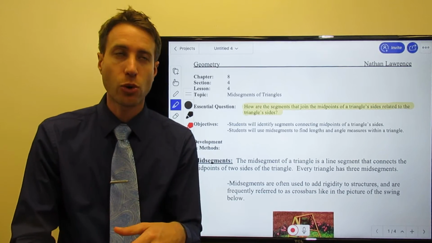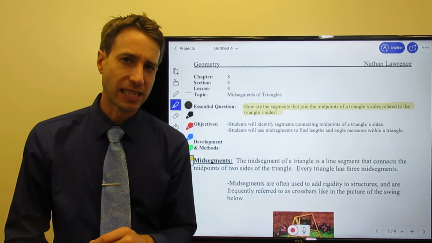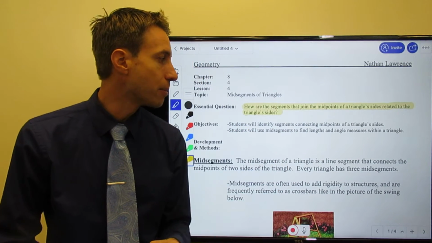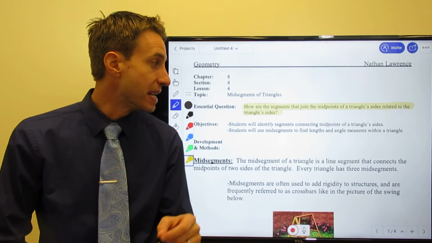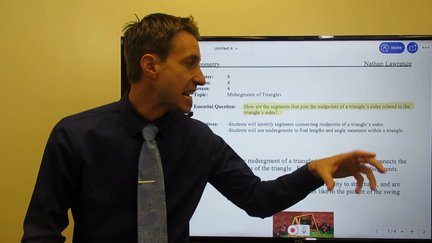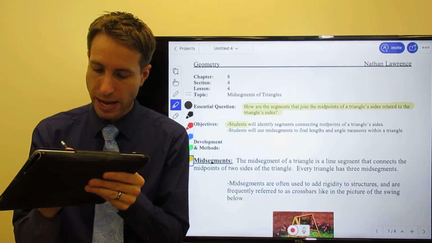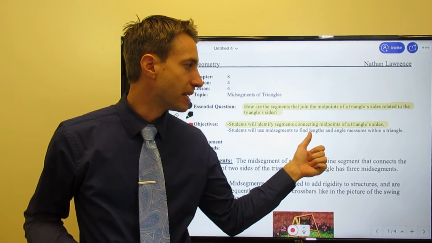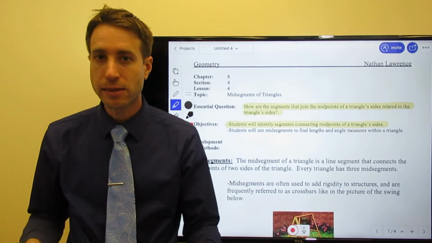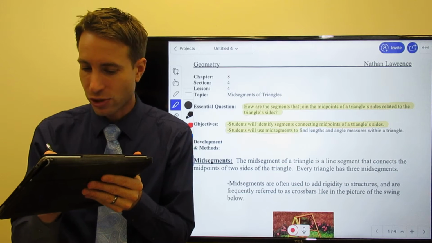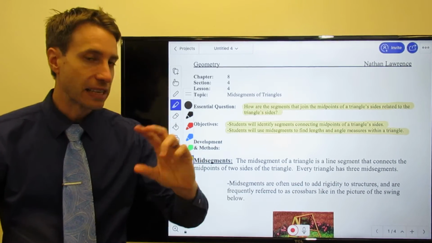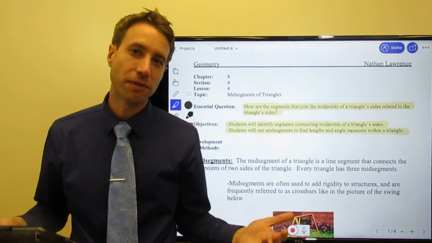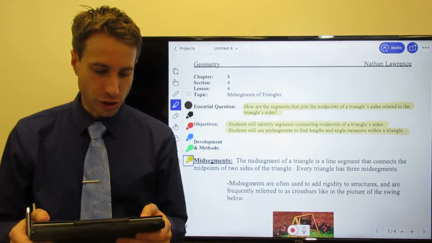Now, in order to answer that essential question, there are a few things that you need to be able to do. Those are our objectives or learning targets. First, you need to be able to identify those mid-segments, those segments connecting the midpoints between sides of a triangle. And then finally, we can use those mid-segments to identify unknown lengths and side measures. Essentially, we're going to do a little bit of algebra. I give you a diagram, give you some information about it, and you can use geometry and algebra to figure out the rest. Here we go, let's jump right into this.